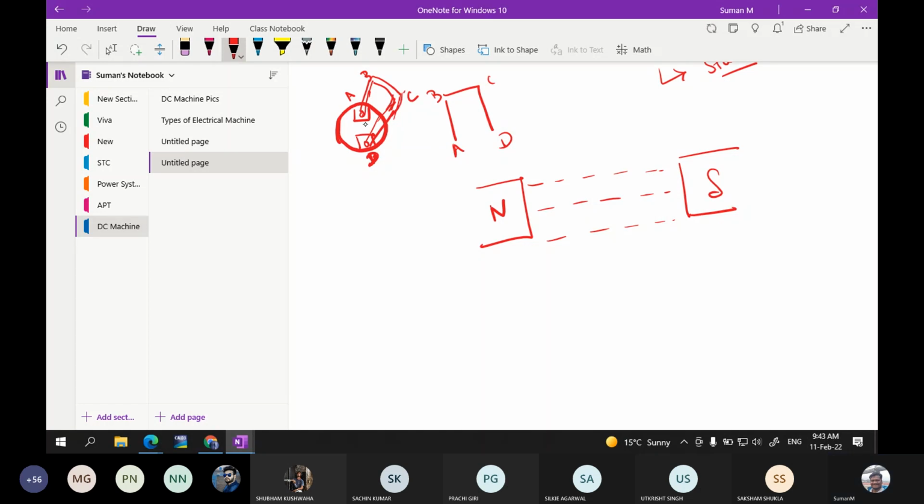Now the cylindrical structure can be located like this, or the cylindrical structure can be rotated like this, where the conductor is here and the conductor is here. It means that this is rotated in the anti-clockwise direction, let's say. So this is A and this is B. So this is position 1, this is position 2.